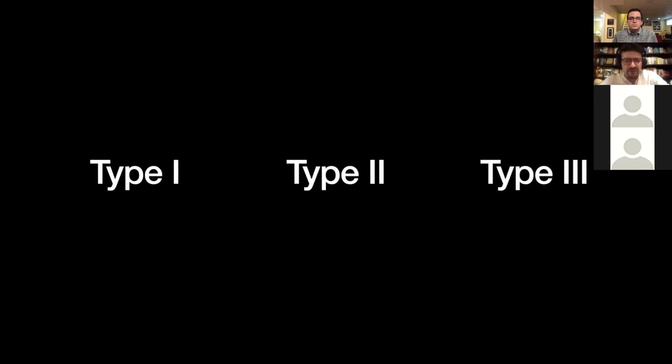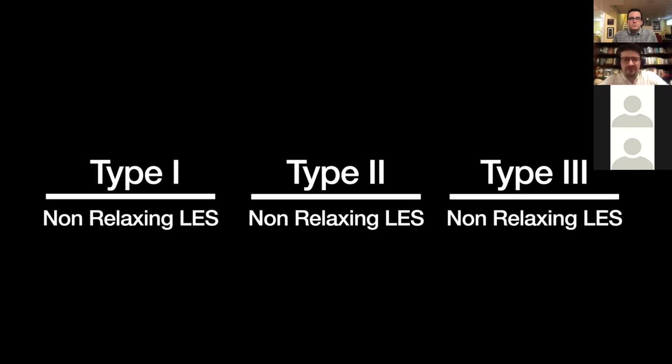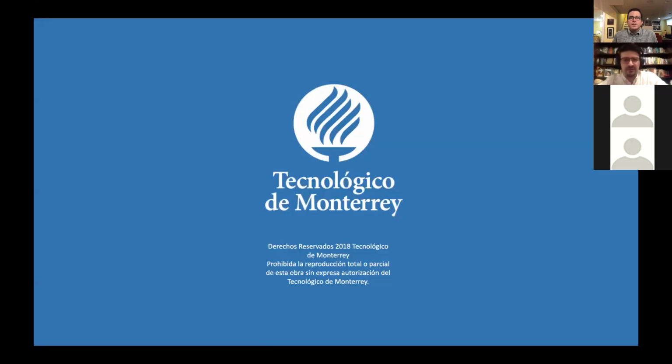So I think that's it. Always remember, common denominator, type 1, non-relaxing LES, type 2, non-relaxing LES, type 3, non-relaxing LES. This is the common denominator for all achalasias. Remember, it's not a hypertensive LES, it's a non-relaxing one. You can have a normal pressure, but if it's non-relaxing, I think this is the condition that really tells on achalasia. I think that's it.